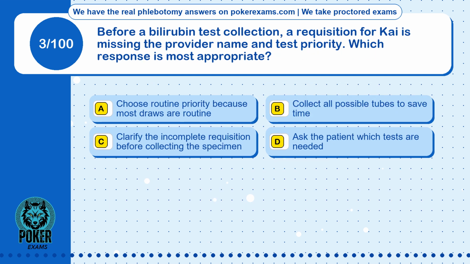Question 3. Before a bilirubin test collection, a requisition for Chi is missing the provider name and test priority. Which response is most appropriate? Option A. Choose routine priority because most draws are routine. Option B. Collect all possible tubes to save time. Option C. Clarify the incomplete requisition before collecting the specimen. Option D. Ask the patient which tests are needed.